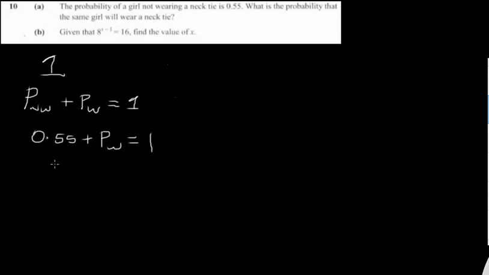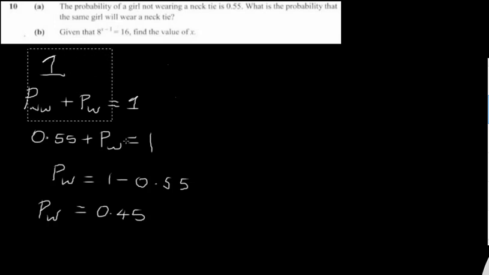So the probability of wearing a necktie is therefore equal to 1 minus 0.55, right? And this simply gives us 0.45. So this is the probability that the same girl would wear a necktie. The key thing that you have to remember is that the sum of probabilities is always 1. Probabilities add up to 1. And we can move on to the second part of this question.